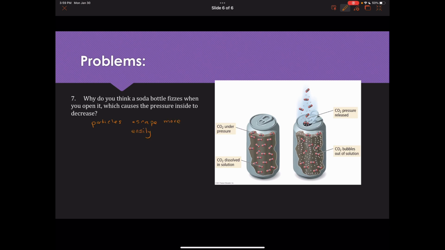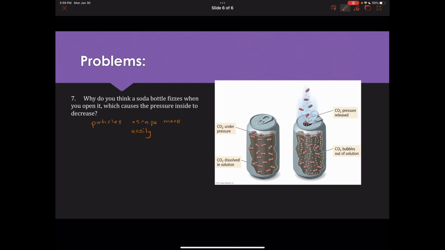So if we've got a bottle of soda, we want to keep it cold and we want to keep it sealed to keep as much carbon dioxide dissolved as possible. If we leave it sitting out where it can get warm, or we leave the lid off, the carbon dioxide is going to escape and that soda is going to go flat.